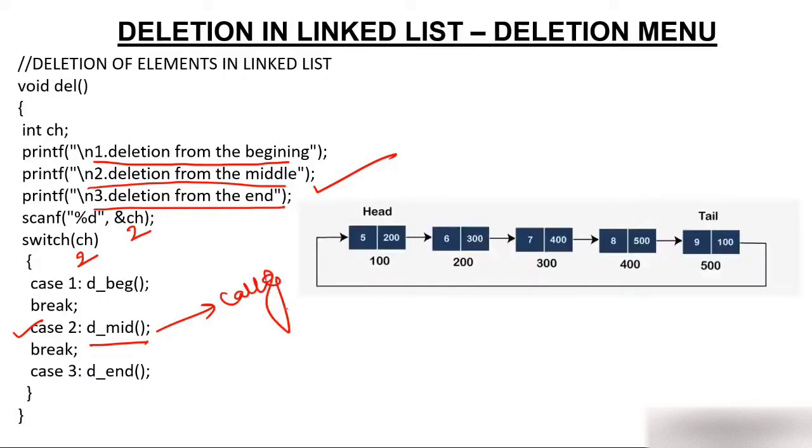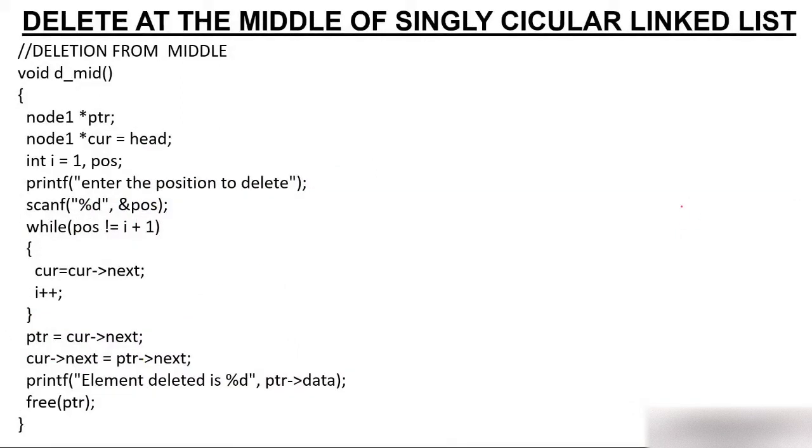And prior to this you have a linked list which is something like this, where head is pointing to a node having address 100 and value 5, tail is pointing to a node having address 500 and value 9. Fine. So this is what currently the linked list is, and you have to delete any node from the middle. Middle could be any node. Fine. Okay, let's see.